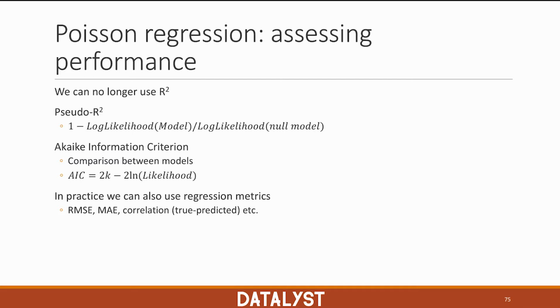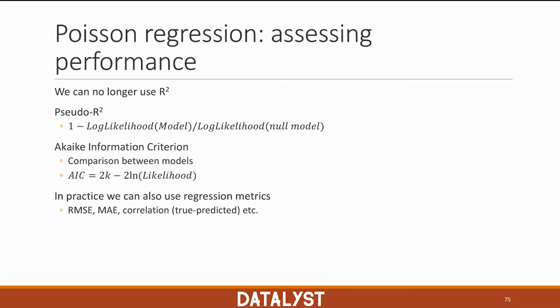The Akaike information criterion is a metric that's used to compare between different models. It's defined as 2 times k minus 2 times the natural logarithm of the likelihood of the model, and k in this case refers to the total number of variables. So this metric is penalizing models that have more variables, but at the same time it's awarding a score for the models that have better likelihood.